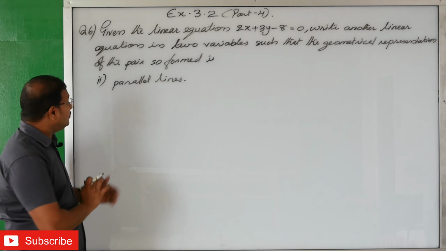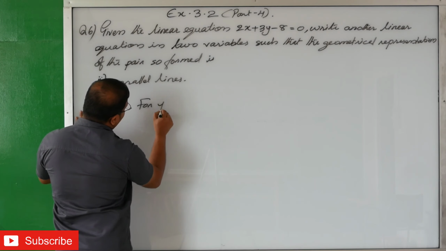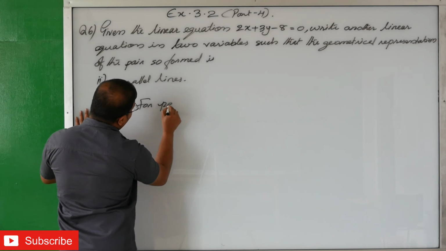Let us see the second part. For parallel lines, we can write the condition A1 by A2 equals B1 by B2 not equal to C1 by C2. That means what I am going to do, A1, A2, B1, B2 will keep the same. Only the C1, C2 part we are going to change. Then the required line will be parallel.